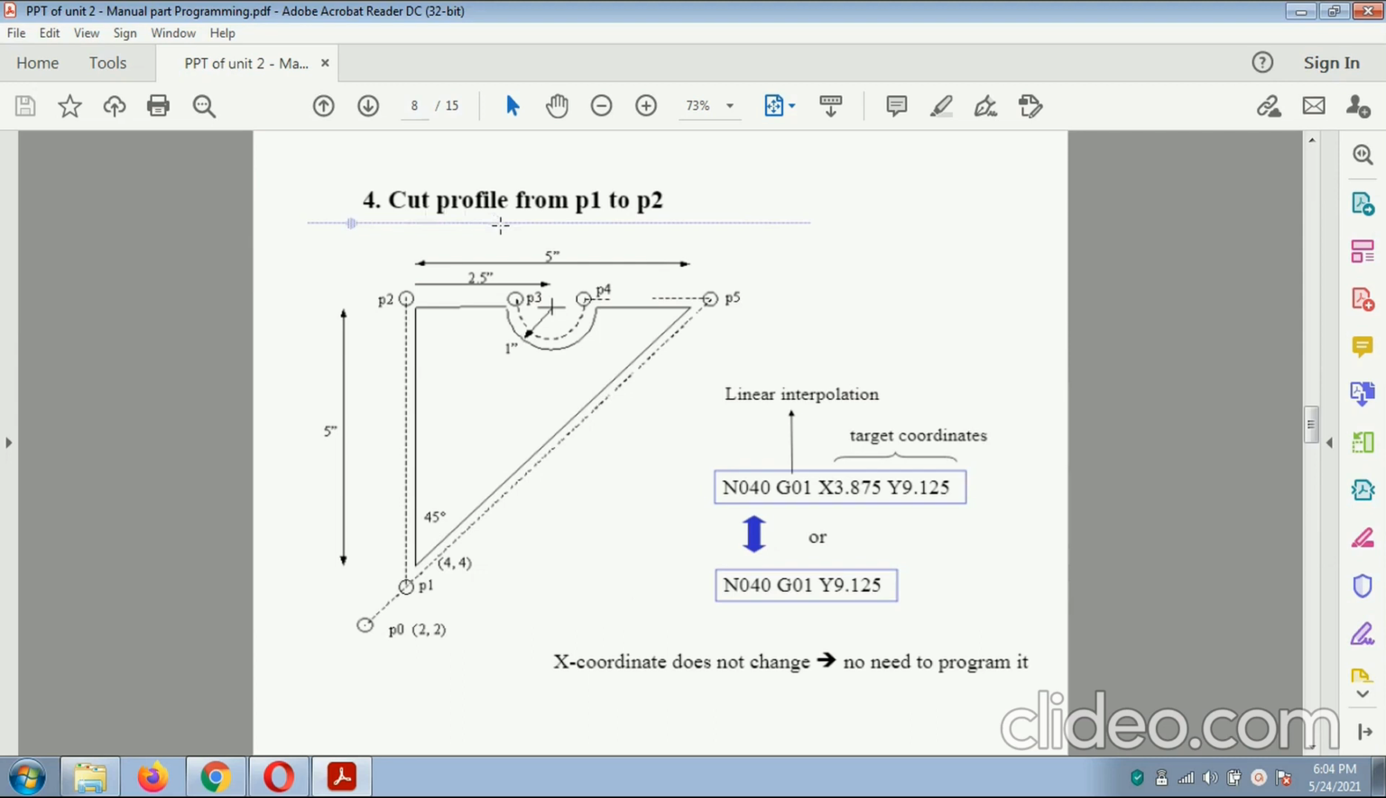Next is the cut profile from P1 to P2, which is the dimension P1 to P2. So for linear interpolation, N040 G01 X is fixed at position 3.875. Now your Y changes. The 5 is added to the Y dimension. Therefore, the command is N40 G01 Y9.125. The X coordinate does not change in this block.